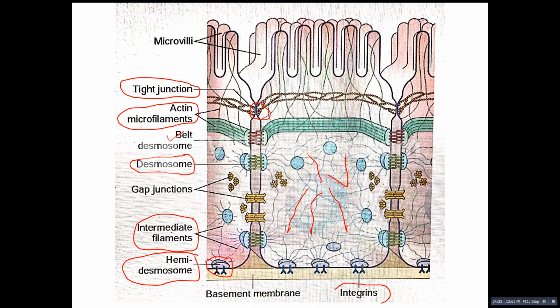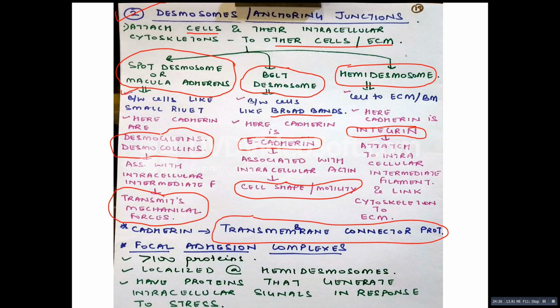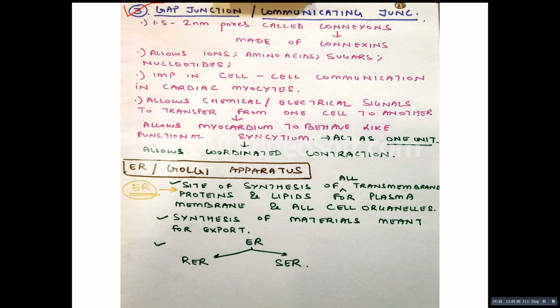And let us go to the gap junction. Now these gap junctions are 1.5 to 2 nanometer pores, and they are made up of connexons, which in turn are made up of smaller units known as connexins. They allow ions, amino acids, sugars and nucleotides to flow through them.